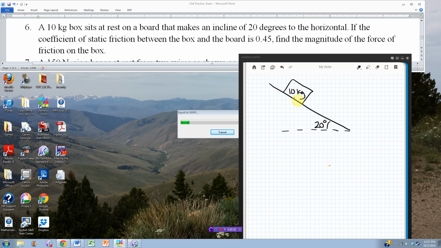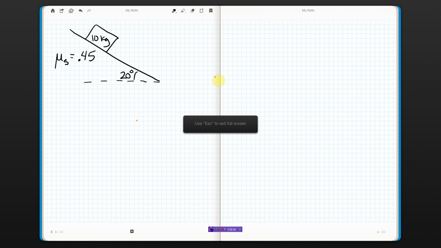If the coefficient of static friction between the box and the board is 0.45, mu s equals 0.45, find the magnitude of the force of friction on the box. Okay, so let's do a free body diagram first.